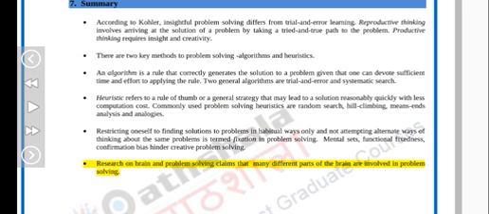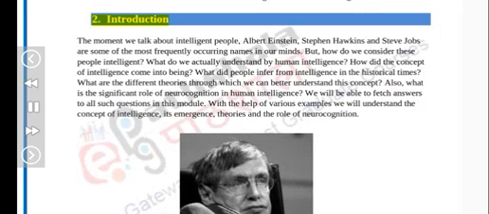Understand different theories of intelligence. The moment we talk about intelligent people, Albert Einstein, Stephen Hawking and Steve Jobs are some of the most frequently occurring names in our minds. But, how do we consider these people intelligent?